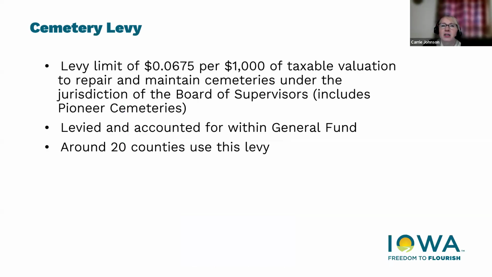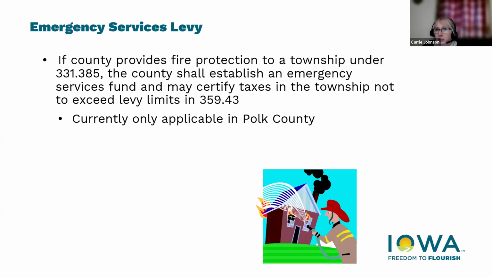Cemetery levy. This is a levy limit of essentially 6.75 cents per thousand to repair and maintain cemeteries under the jurisdiction of the Board of Supervisors. So this is accounted for and levied within the general fund. It's not part of the limitation of the general basic, it's outside of that. In any given year, there are about 20 counties that use this levy. So it's just a way to generate some extra revenue specifically to help pay for the costs of those typically pioneer cemeteries where maybe no one has been buried for a number of years, to pay for the cost of maintaining those particular cemeteries.